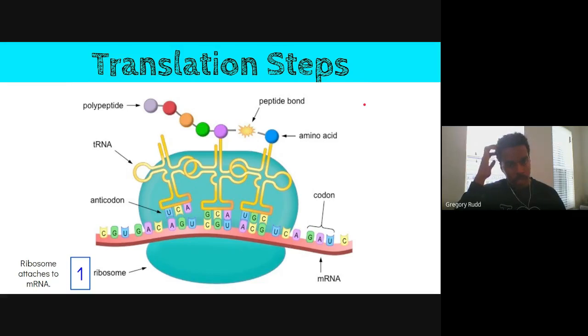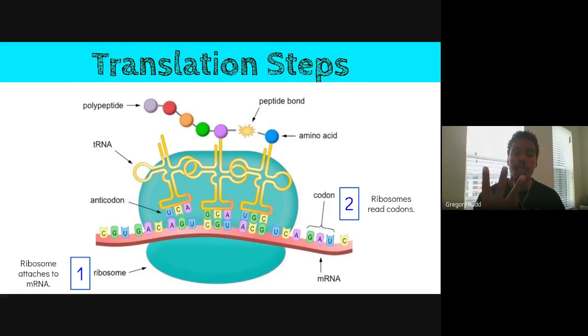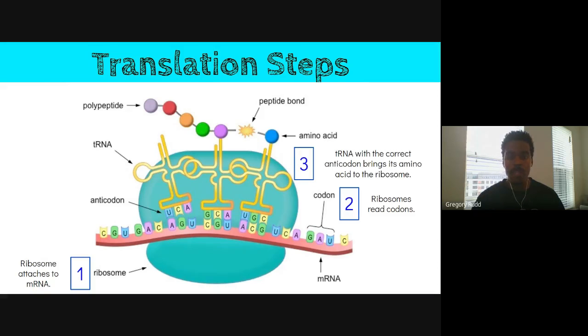So the steps, once again: the ribosome attaches to the mRNA. Second step is for the ribosome to read the codons. Those are groups of 3. The third step, the tRNA is going to bring its amino acid into the ribosome. And then our last step, the ribosome will start to assemble a chain of polypeptides, and that will eventually become a protein.